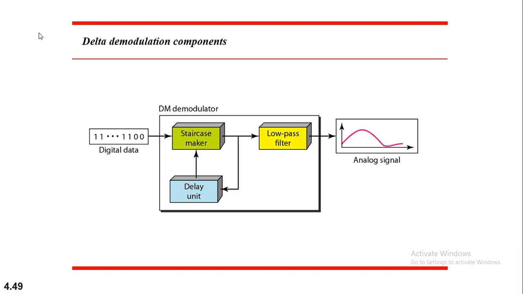Coming to the demodulator, in this case the input is digital data, where the staircase maker with the help of a delay unit generates a staircase signal, and this staircase signal is finally passed through a low pass filter to create your analog signal. And if you compare the quantization error associated with delta modulation and that associated with PCM, then PCM has higher quantization error compared to delta modulation, and delta modulation is much simpler as compared to pulse code modulation.